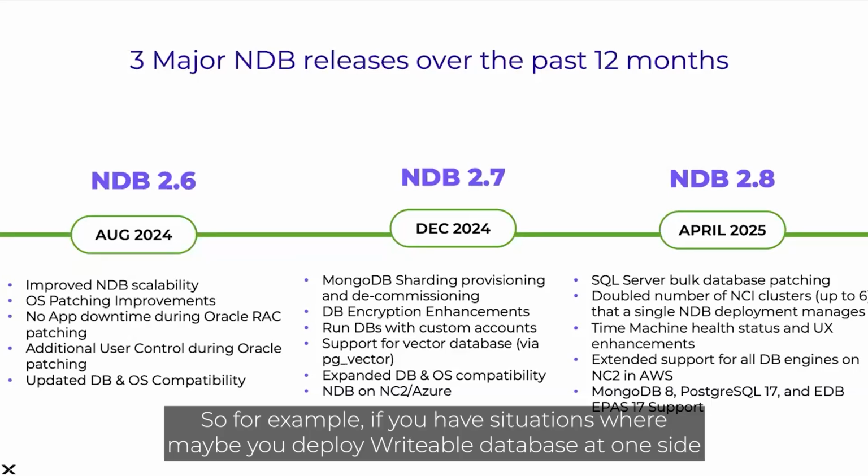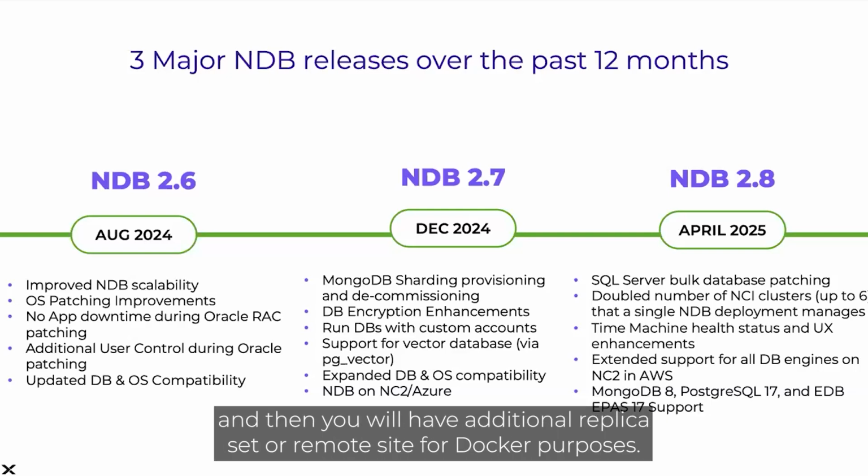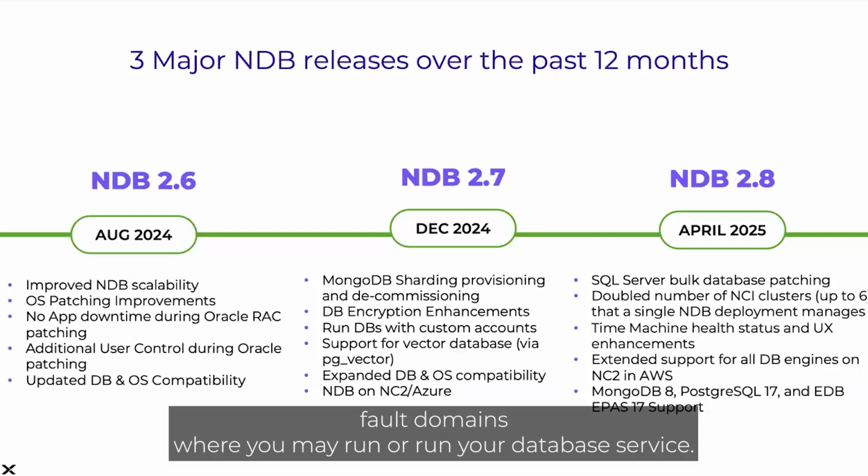So for example, if you have situations where maybe you deploy a writable database at one site, and then you have multiple replicas at that same site, and then you want to have additional replicas at a remote site for DR purposes. So now you have a lot more flexibility across multiple different fault domains where you may run your database servers.